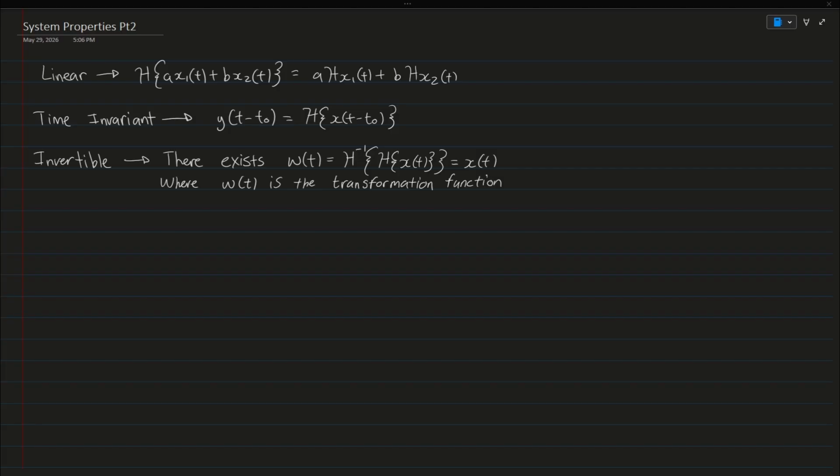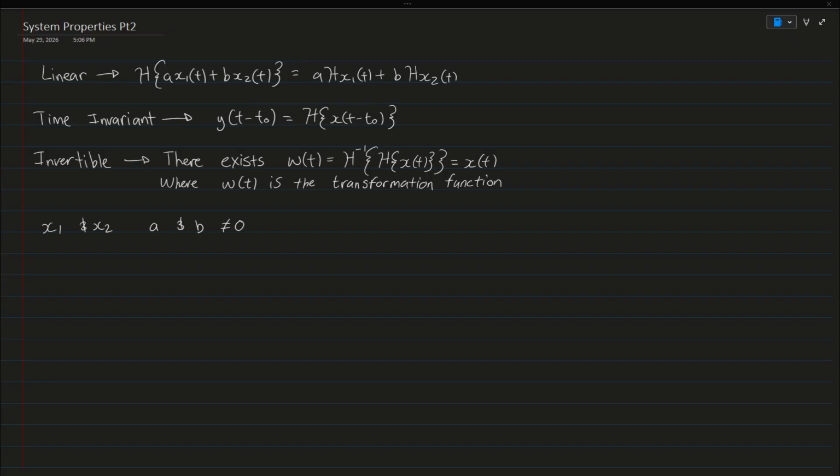In signaling systems, a system is linear if we create two different inputs, x1 and x2, with coefficients a and b that are not equal to 0, and we pass them through the system in this manner. If the system applied to a x1 plus b x2 is equal to a times the system applied to x1 individually plus b times the system applied to x2 individually, then the system is linear.